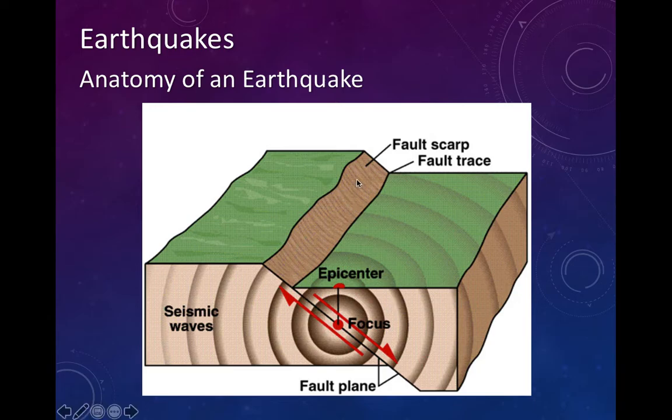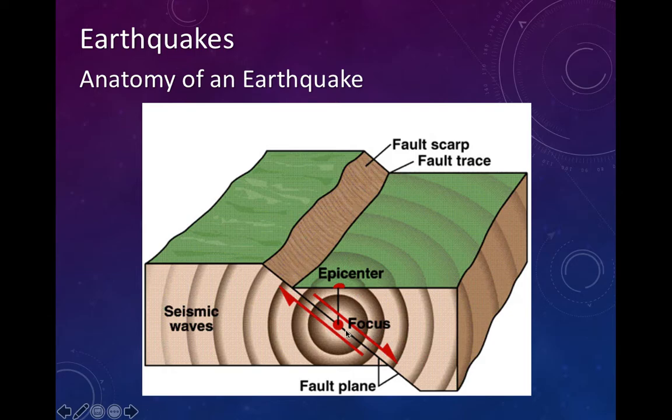And sometimes, even here in Kansas, you can see fault scarps. I remember when I was young, my dad and I were deer hunting in an area, and he showed me a fault trace, this right here, which is the line of the fault on the ground, and then the fault scarp that we could see as a result of this side falling down.